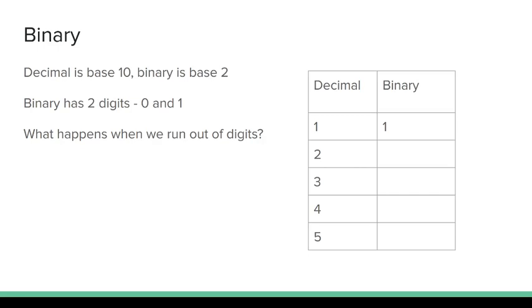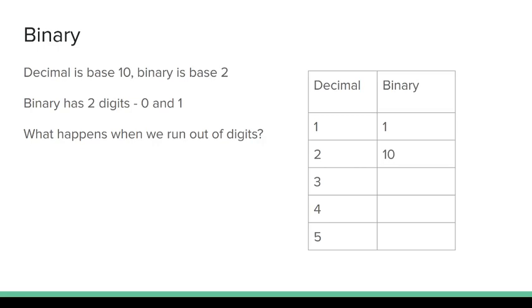So if we look at the table on the slide here, we have decimal in the left column. We're counting 1 to 5. And in the right column, we'll count in binary. So 1 is pretty straightforward. We can represent 1 the same way in decimal and in binary. But what happens when we get to 2? We don't have a 2 digit in binary. Well, we've run out of digits, so we have to move to the next place. And we get 1, 0. So this represents 2 in binary.